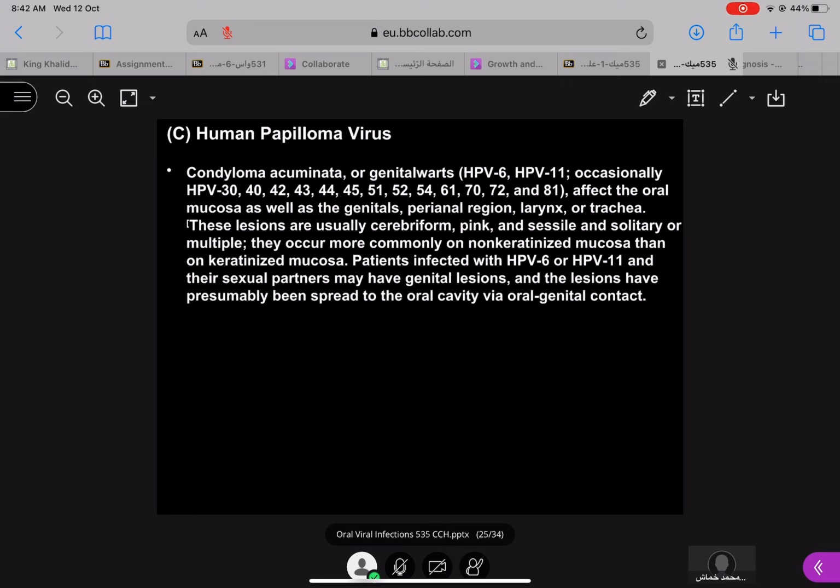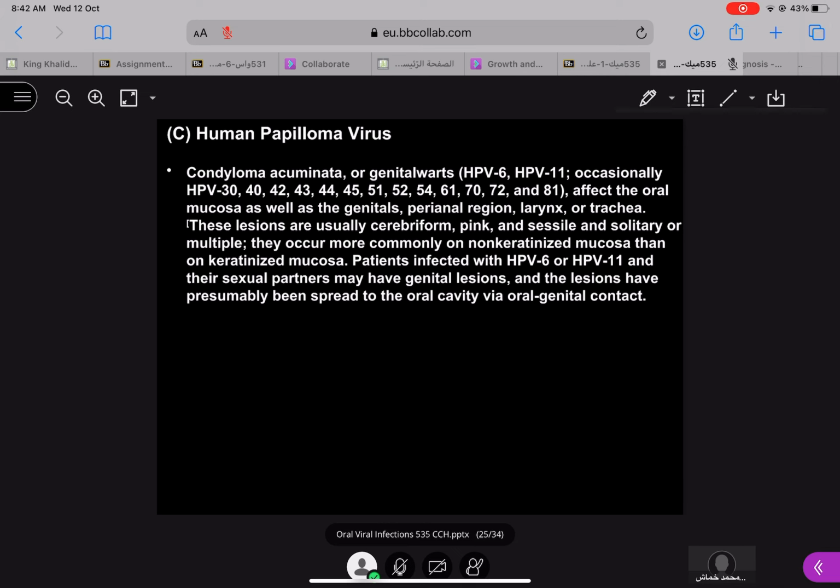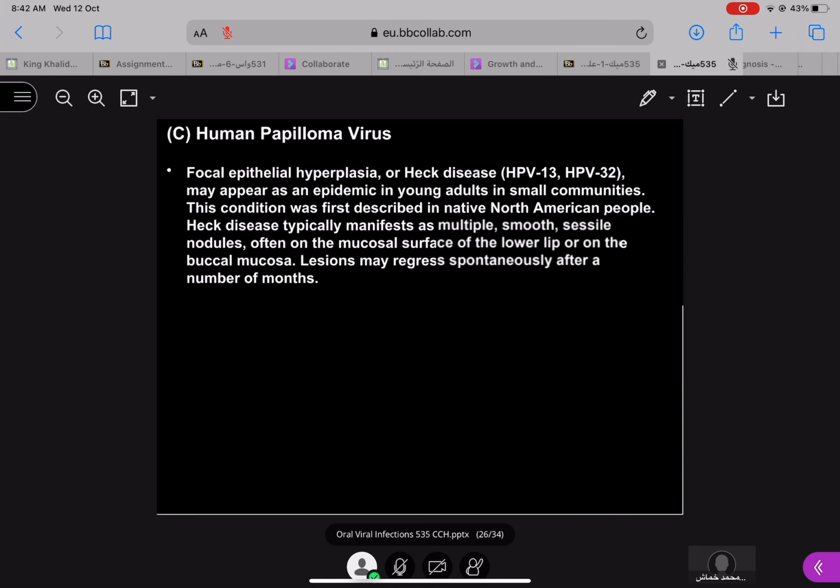Patients infected with human papillomavirus 6 or human papillomavirus 11 and their sexual partners may have genital lesions, and the lesions have presumably been spread to the oral cavity via oral genital contact. If there is oral genital contact, the human papillomavirus can be observed in the oral cavity.